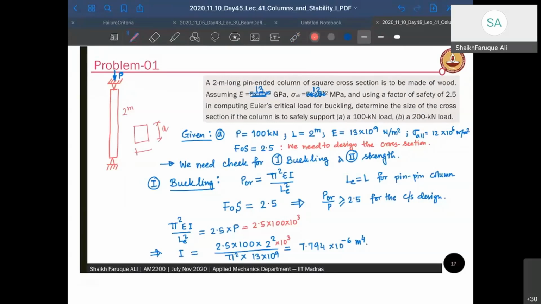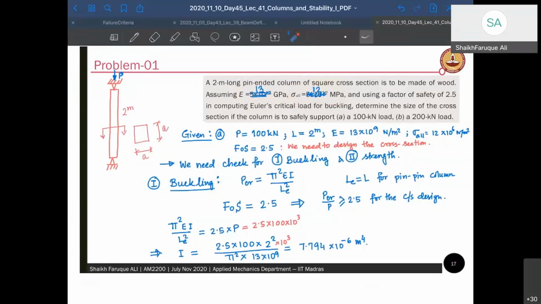So this is the cross section. Okay, section AA, or whatever you want to name it. And it is made up of wood. You assume that its modulus of elasticity is 13 GPa and its allowable sigma is 12 MPa.